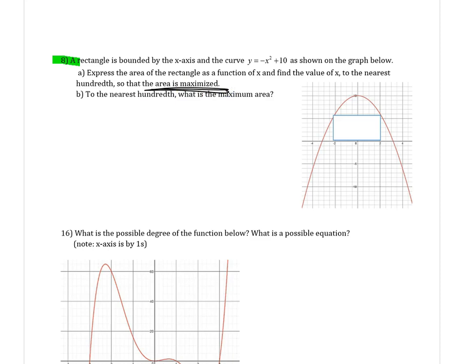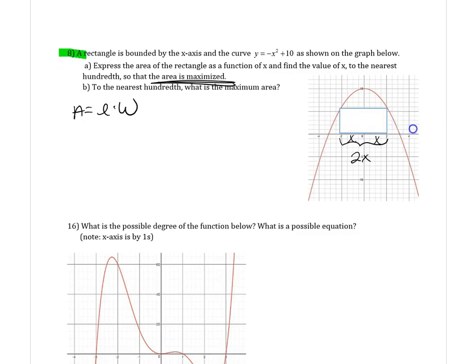Okay, what you guys need to recognize is that the area of any rectangle is length times width. In this case, our length is symmetric about the y-axis in either direction, so some x distance to the right and some x distance to the left. So that's twice however many x's in either direction. This would be a y value because we're following the y-axis.